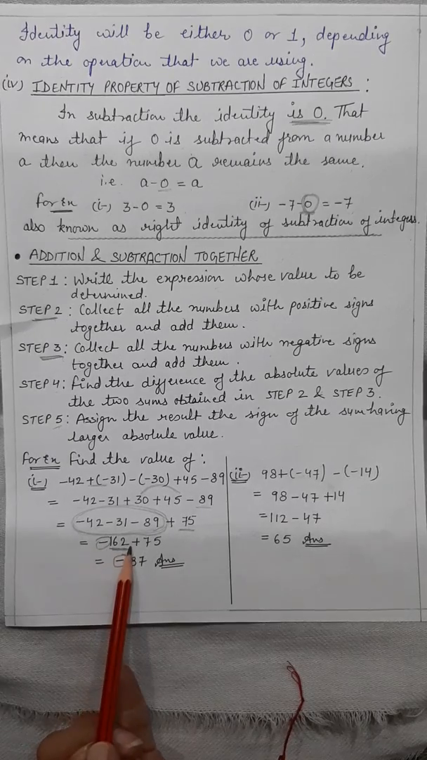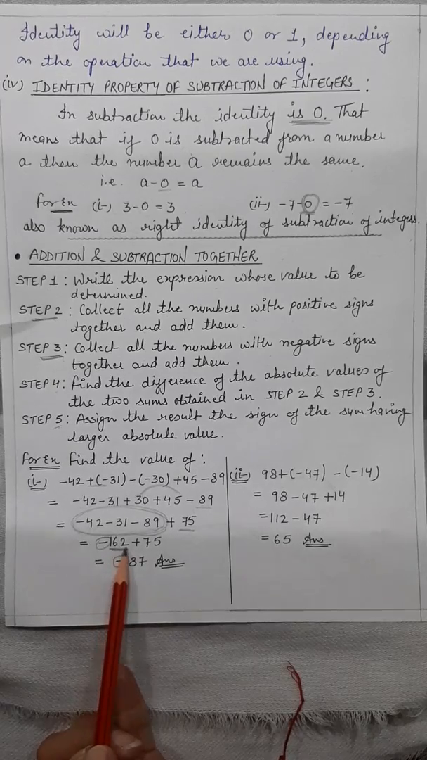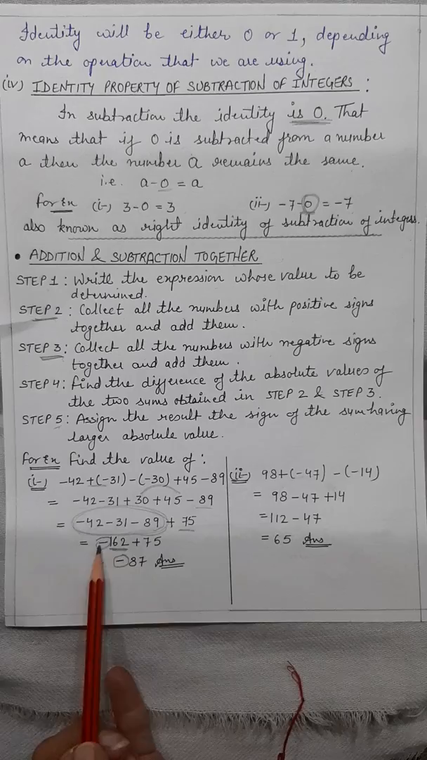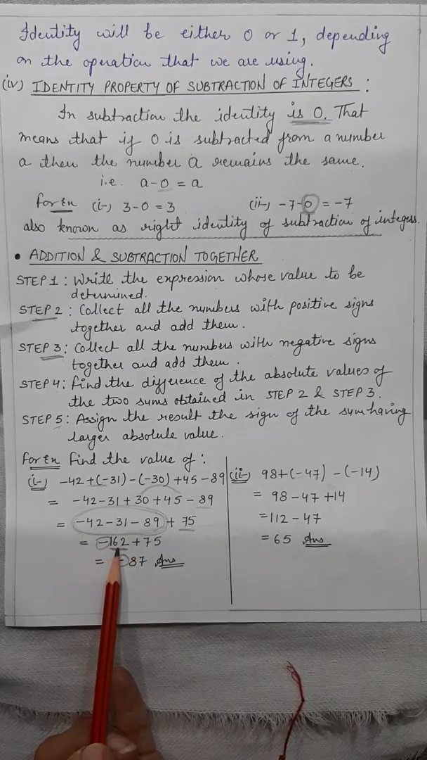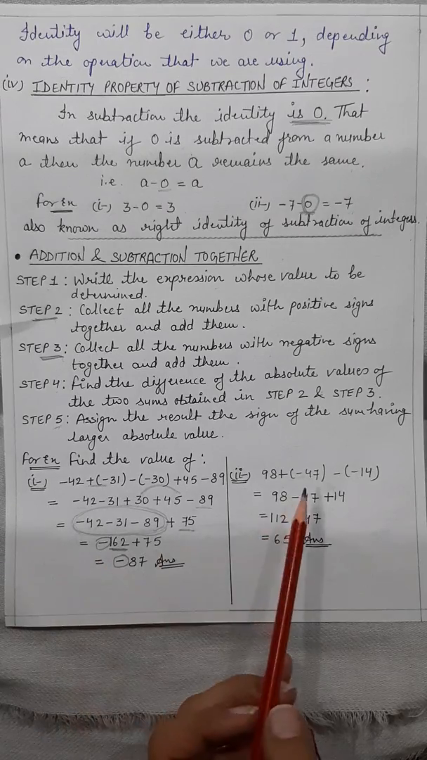for different signs the operation should be subtraction. Now you have to subtract these two numbers. 162 minus 75, 87 will come, and assign the sign according to the greater number, which is 162, and the sign is minus. Clear?